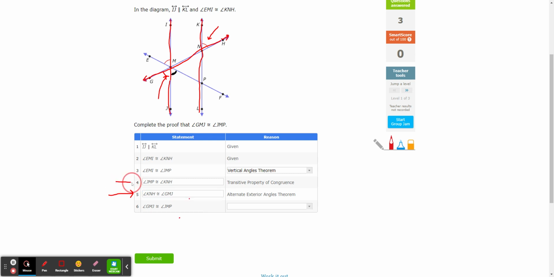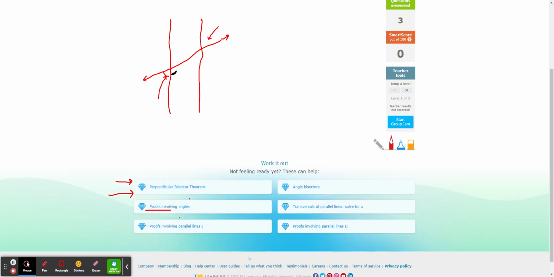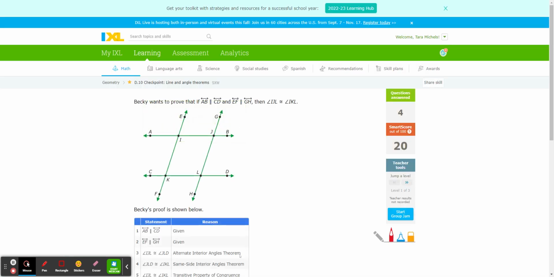And I also stated one step above that KNH was congruent to JMP. Because of those two statements, I can now say JMG is congruent to JMP. Again, thanks to the old transitive property of congruence. Yay!